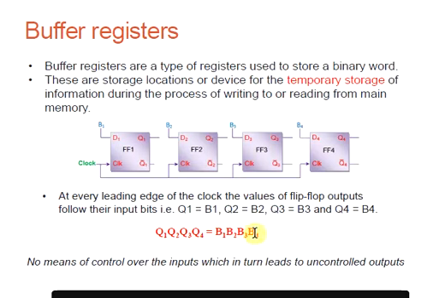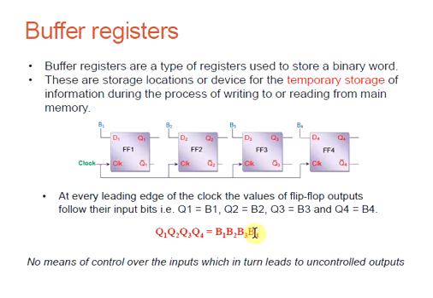Here you can see that there is no control over the inputs, which in turn leads to uncontrolled outputs. That is one of the limitations of buffer registers. It will immediately respond to whatever is given at the input, and there is no control over the inputs as well as the corresponding outputs.